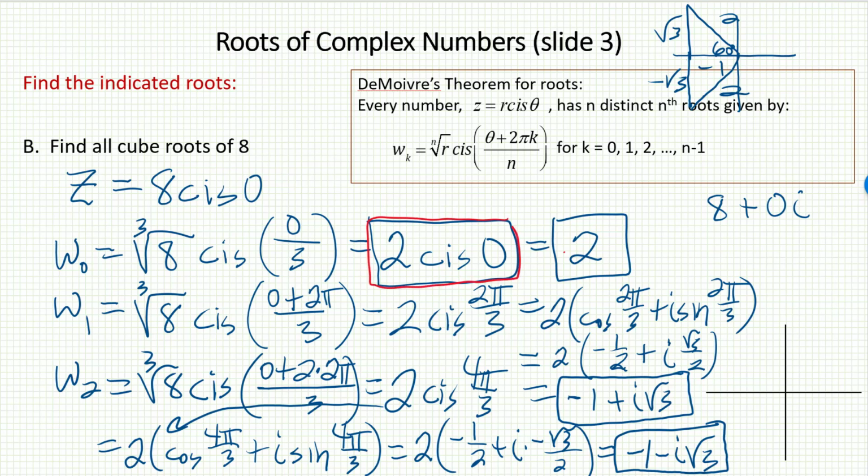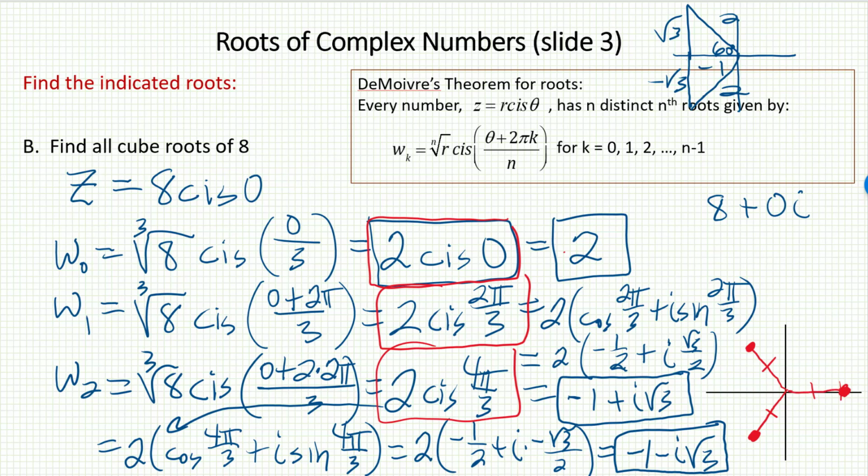It's easiest to do that using the 3 trig forms. So I had 2 cis 0, that's rotate 0 and go out 2 spaces, so that would be right here. There's the first one. The next one, 2 cis 2 pi over 3. 2 pi over 3 was 120. So go to 120 degrees and then go out about 2 spaces there. And then 4 pi over 3 is 240. So that's going to be about here, going out 2 spaces.